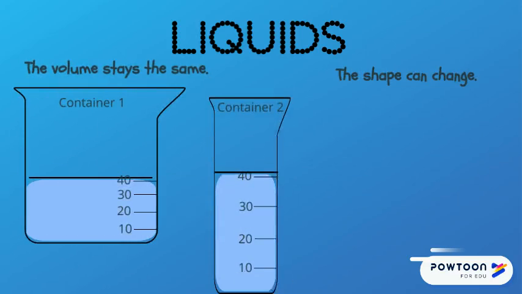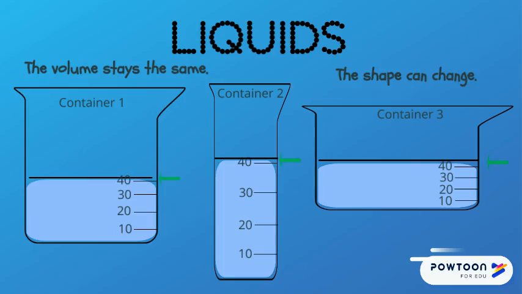Now we can look at how the shape of liquids can change. We know the volume of water in each of these containers is 40 millilitres. However, if we look at each container, we can see the shape the water has taken has changed.